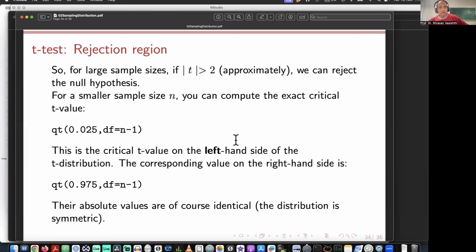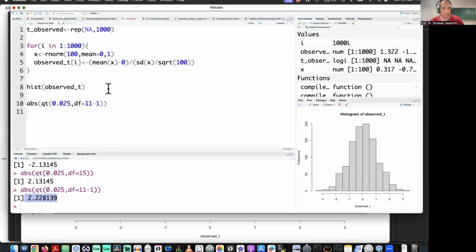So this slide is just talking about how to compute the exact critical t-value. The exact critical t-value, as I said just now, depends on the sample size. But for large sample sizes, you can approximately take plus minus 2 as your critical t-value, because as the sample size goes up, the critical t-value will approach 2. So I'll show you this in a moment.